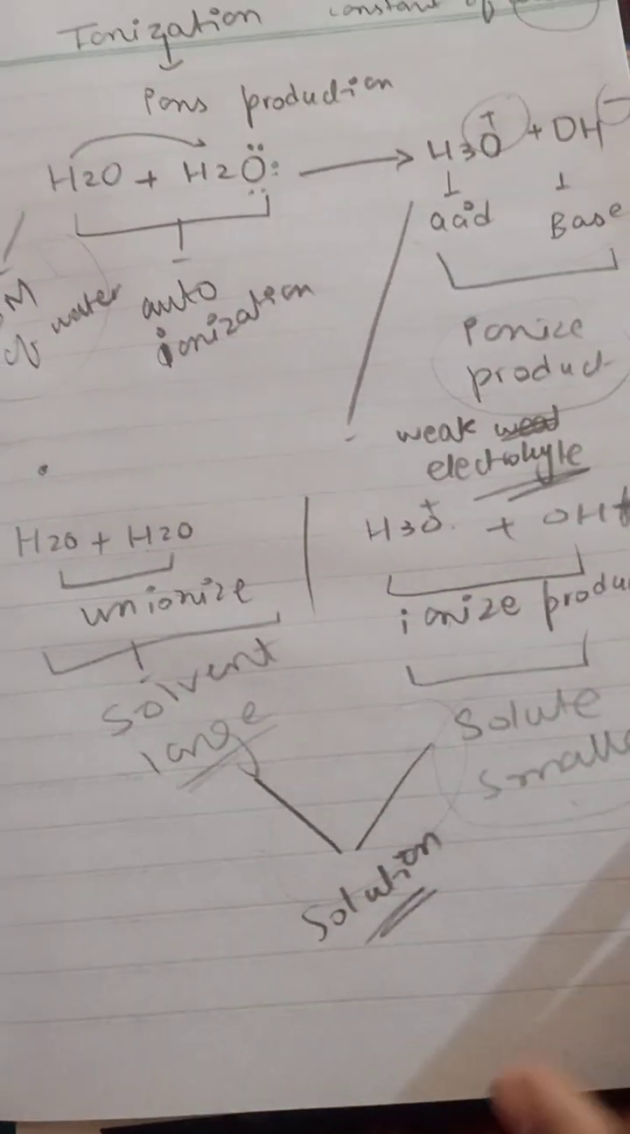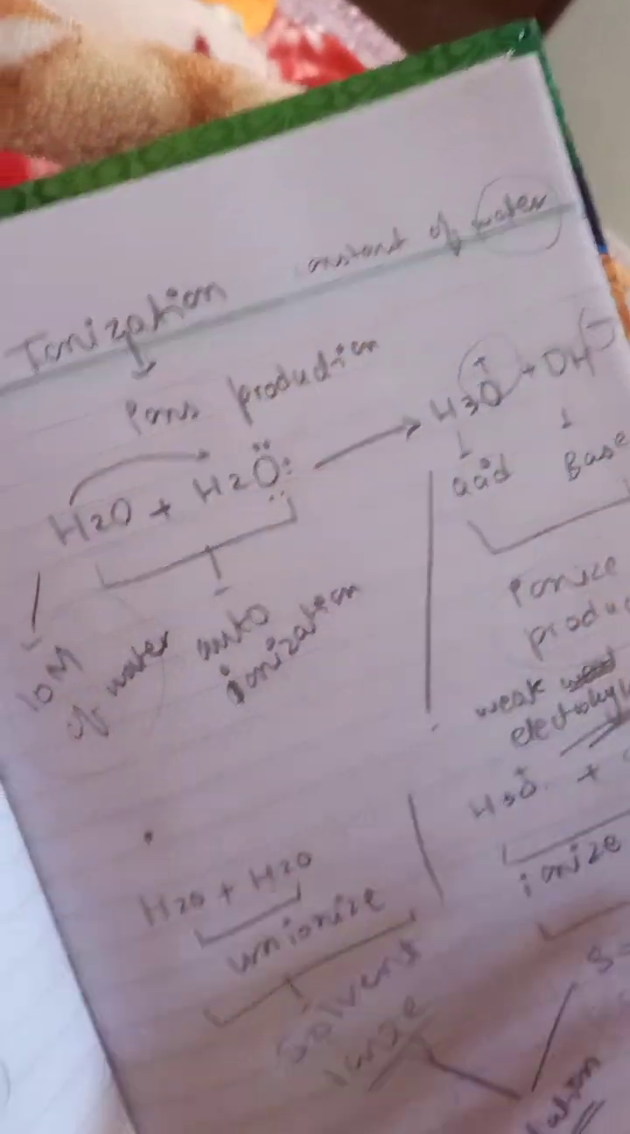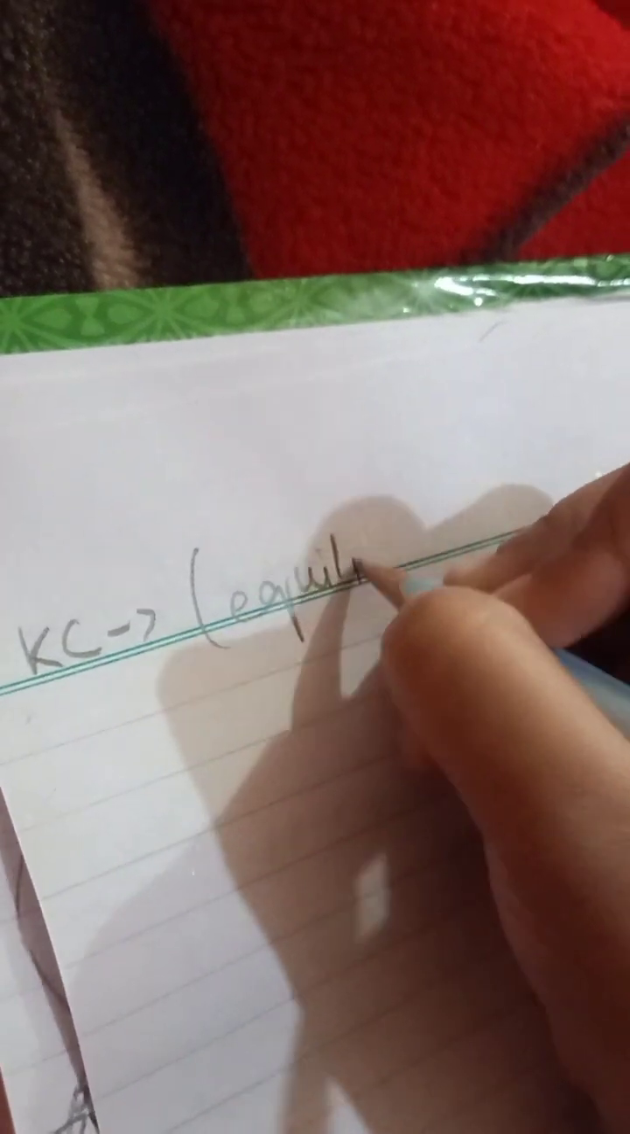Today we are discussing the ionization constant of water. What is the constant of water? That is Kc. What is Kc? Kc is the equilibrium constant. What does it mean? It means the ratio of the ionic product, which is H3O plus and OH minus, as the numerator, and the reactant, which is H2O, as the denominator.